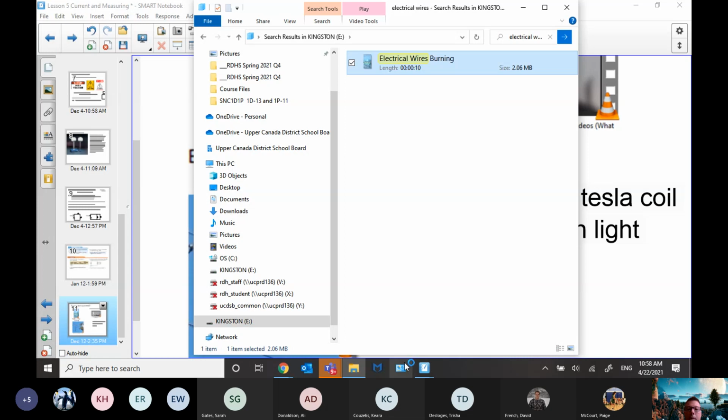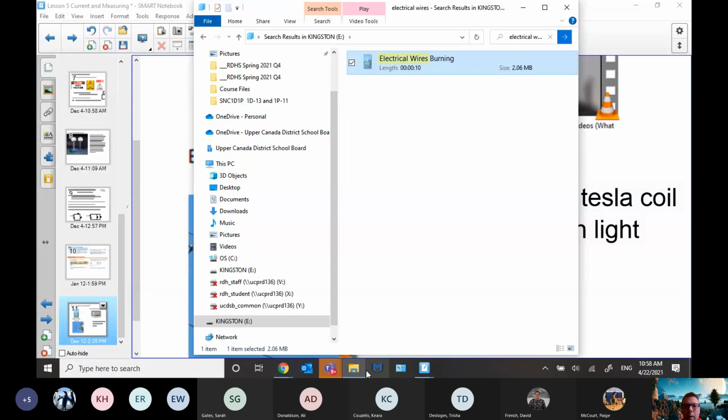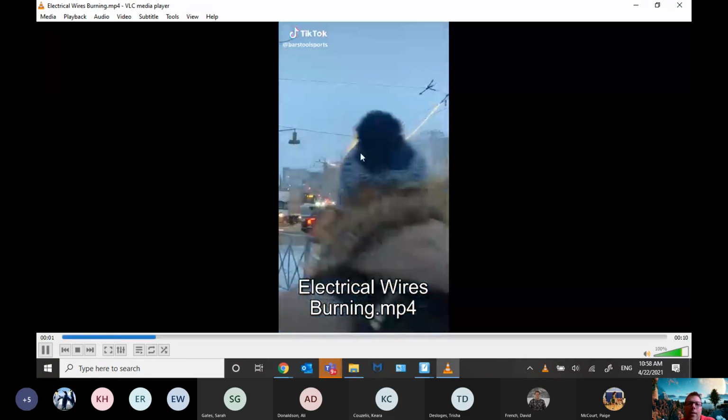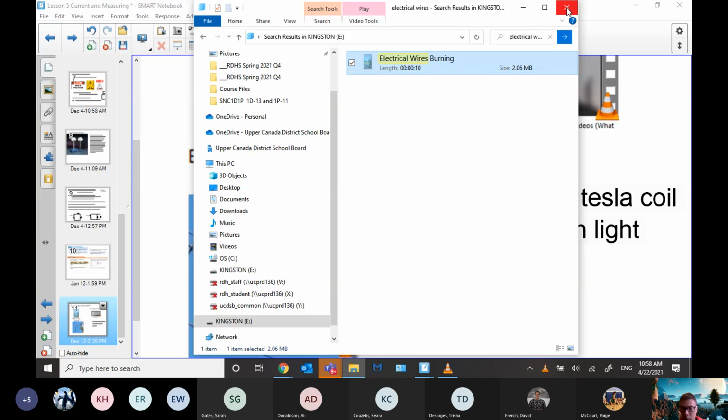So just to picture what happens when wires have too much electricity going through them, too much current. So that's a hydro wire. If you're a TikTok fan, you might have seen that one already. But the point is, so much current goes through that the wires actually melt and glow.